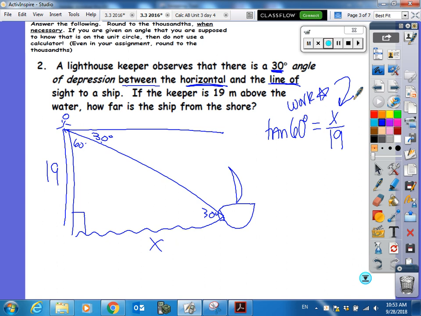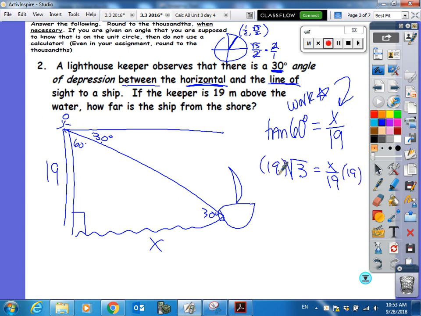Now, it's a non-calculator problem, so we've got to use our unit circle to figure out what the tangent of 60 degrees is. So unit circle, here's 60 degrees. That's 1/2, root 3 over 2. Tangent is y over x. Can't divide fractions, I multiply by the reciprocal. So the tangent of 60 is equal to root 3. Solve for x by multiplying by 19 on each side. And there's your answer. 19 root 3. And we are in meters.